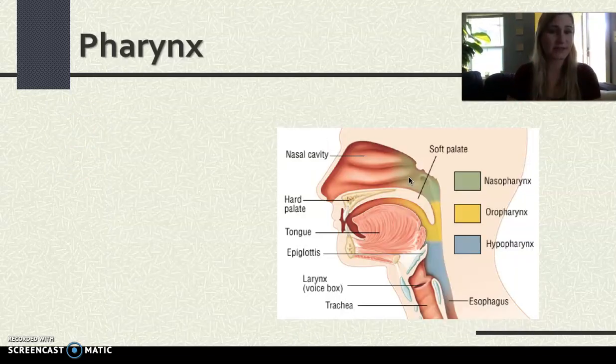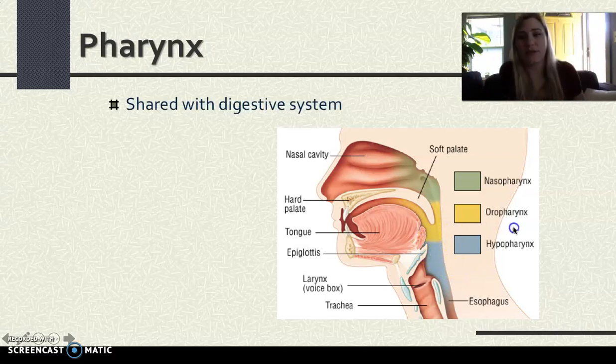Okay, so the pharynx. This is the back of the nasal cavity as well as the back of the mouth and the throat. Now, the pharynx is divided into three areas, and you can kind of see that with the green, yellow, and blue. We have the nasopharynx, which is in the back of the nose, and this is once again where those Q-tips are going to be going. We have the oropharynx, oro as in oral, like mouth, and then the hypopharynx, where hypo just means below, and so this is the lowest portion of the pharynx.